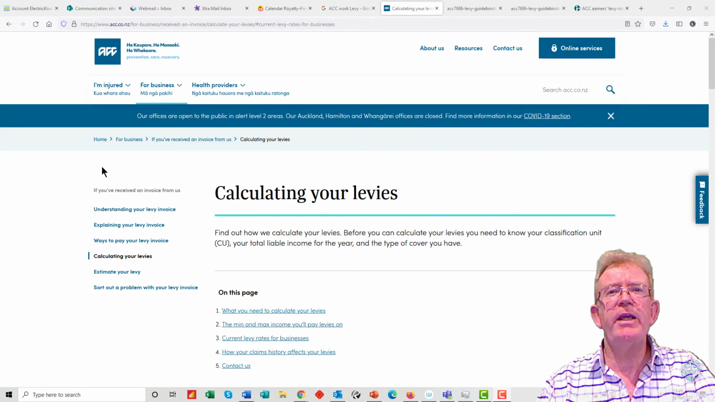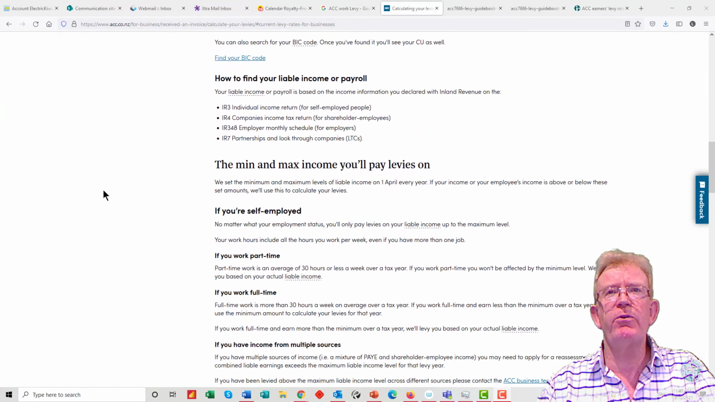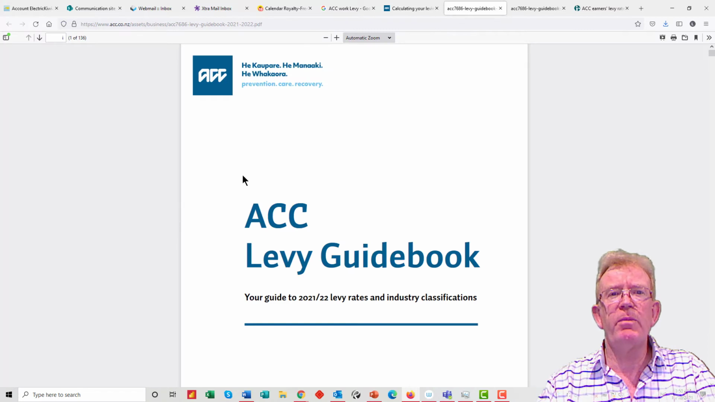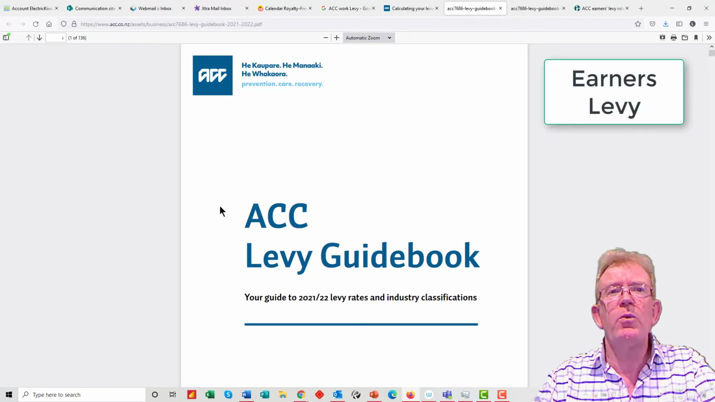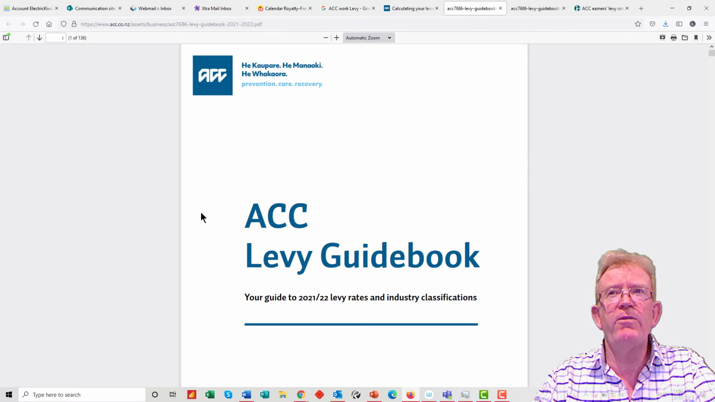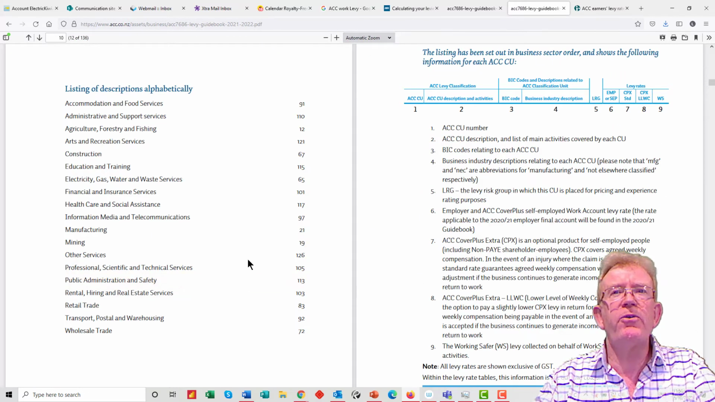But essentially you go to the ACC website and you look up levies, and what you're going to find in those levies is some guides and books that give you information, and one of the primary ones is this ACC Levy guidebook. There are two parts to the levies. One is the earner's levy, which is $1.39 per $100 earned at the moment. So that's the first part, and overlaid with that, if you go down through the guidebook, you'll find the work levies, and the work levies relate to the industries that you might be in.